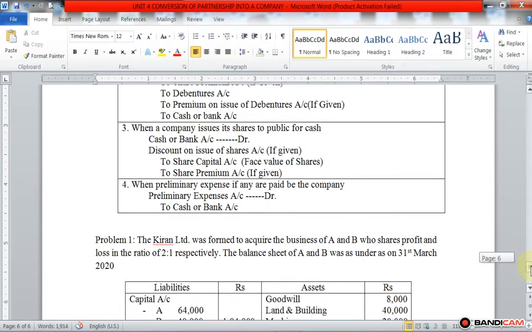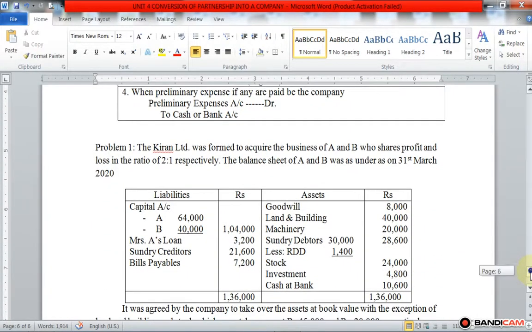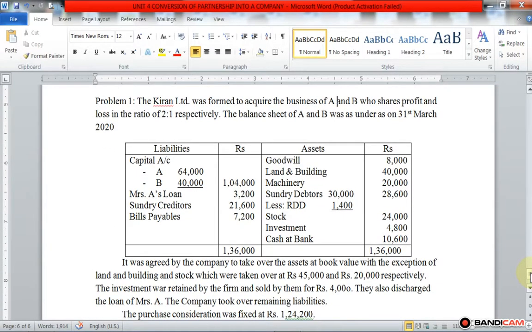Now we are going to solve a practical problem, example number 1, on conversion of a partnership firm into a limited company. Here example 1 or problem number 1 is given. Kiran Limited was formed to acquire the business of A and B, who share profit and losses in the ratio of 2:1 respectively. The balance sheet of A and B was as under as on 31st March 2020.